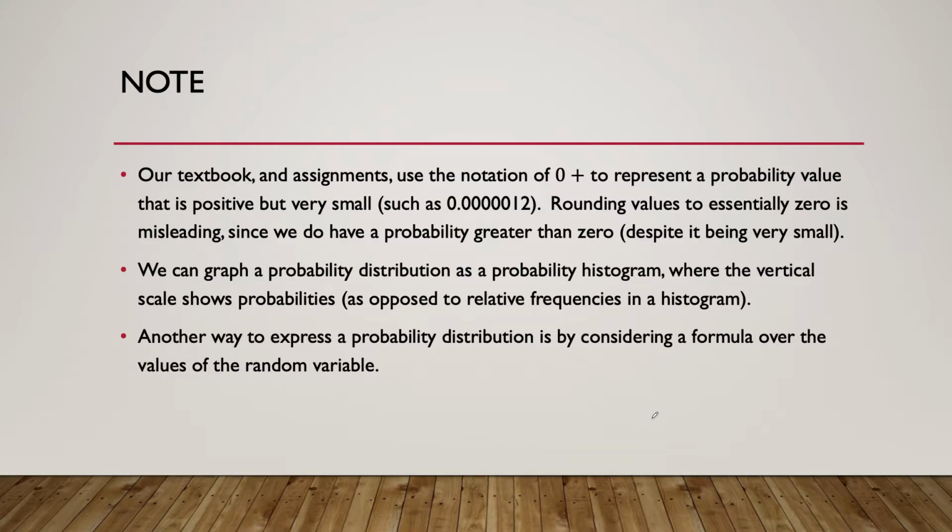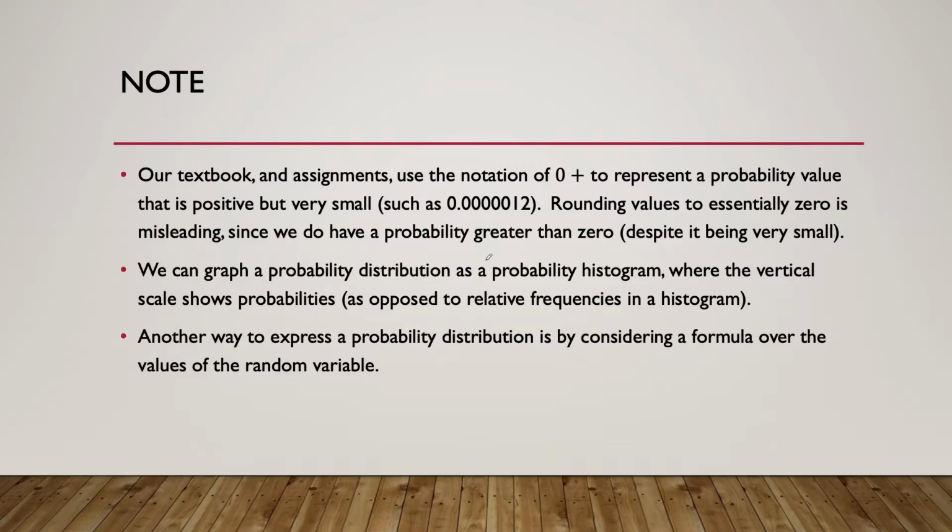Our textbook and assignments use the notation of 0 plus to represent a probability value that is positive, but is also very small, such as 0.00000012. Rounding these values to essentially 0 is misleading since it does have a probability greater than 0, despite it being very small, and we can't call it completely impossible because of that.